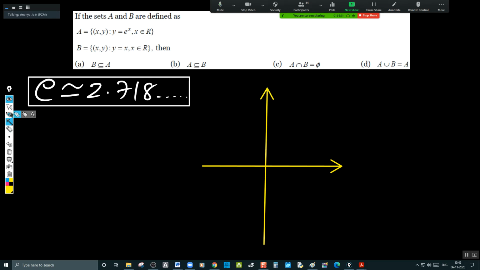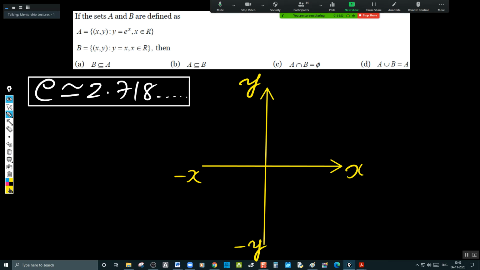This is x-axis positive. This is y-axis positive. This is negative x-axis. This is negative y-axis. No, that is negative y-axis. Negative x-axis, positive y-axis, negative y-axis.